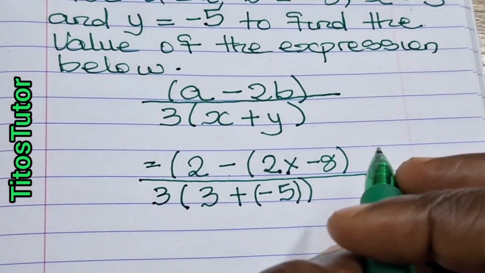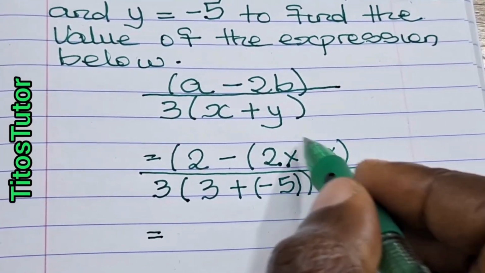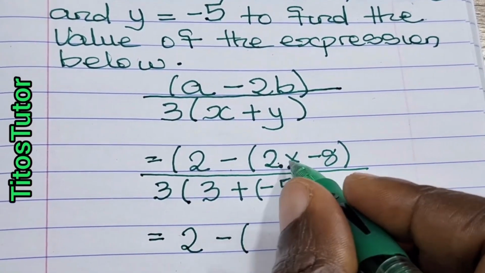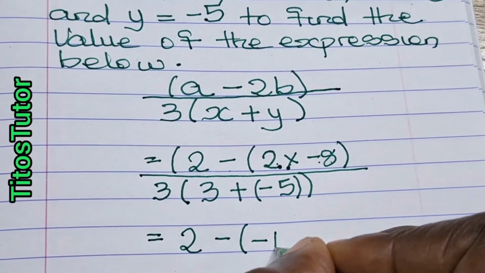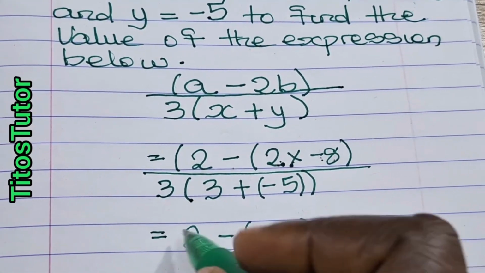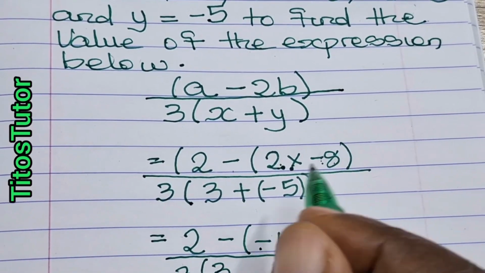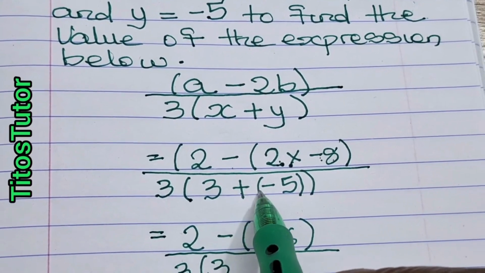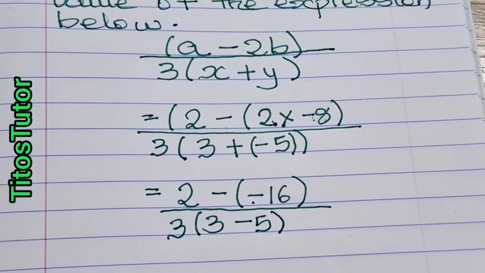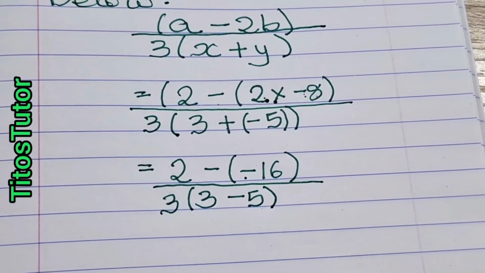Let's simplify the numerator first. Okay. So here, BIDMAS says you should sort out what is in the bracket first. So you have 2 minus 2 times negative 8 is negative 16, because positive multiplied by negative is negative. Okay, all over denominator 3 here, 3. Okay, here you have positive multiplied by negative is negative 5. You close your brackets. So we're going to be doing it numerator, denominator, numerator, denominator, and we'll be good.